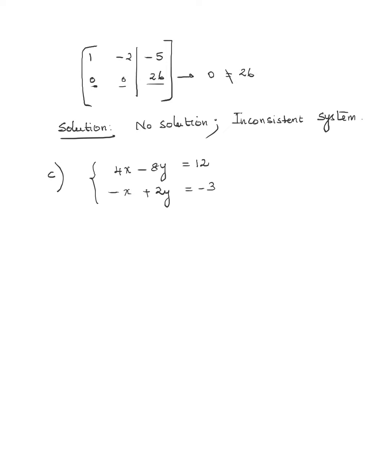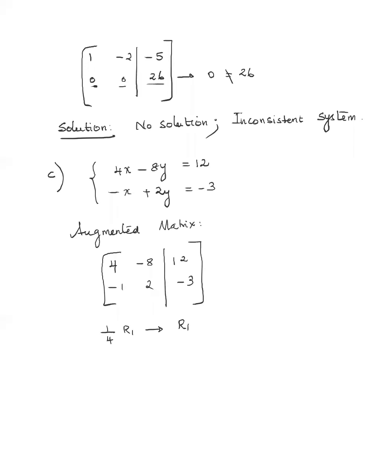So let's first write the augmented matrix. So 4, -8, 12, -1, 2, -3. So as always, we have to make this 4 into 1. In order to do that, we can divide everything by 4. So what does that mean? Multiply row 1 by 1/4 and put the answer in row 1.